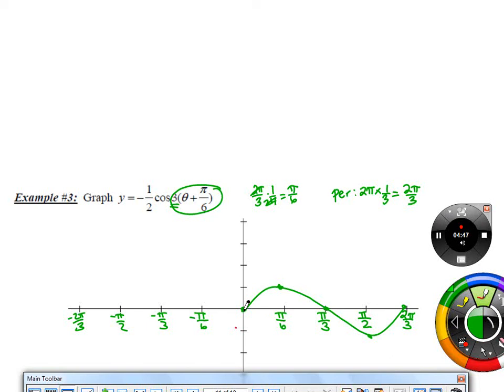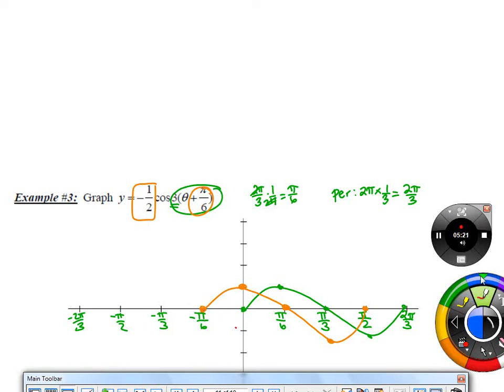So I've taken care of that 3, but I have 2 other changes to make. I need to move my graph to the left pi over 6. And then I need to take care of this reflection and compression. So the first thing I'm going to do is move it to the left pi over 6. On my graph, that is 1 tick mark. So this would be moving the graph left pi over 6. Okay, so that's taken care of. And then last but not least, I have this reflection and compression.